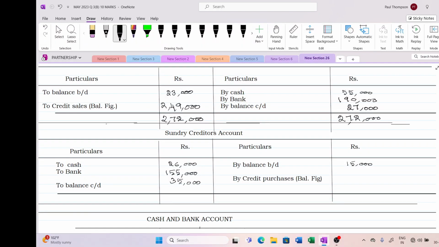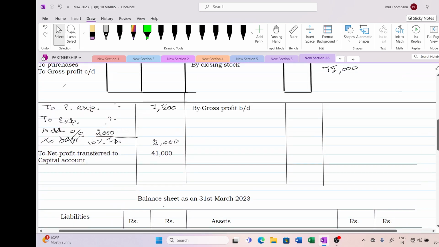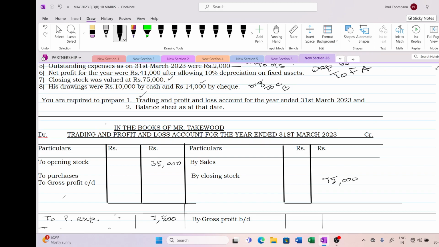So now creditors account is so 155 plus 35 plus 26 comes to 2,16,000. So copy this here. 2,16,000. So this will become 2,01,000. So we are going to record this in your trading account. So trading account purchases has become 2,01,000 and sales has become 2,49,000.